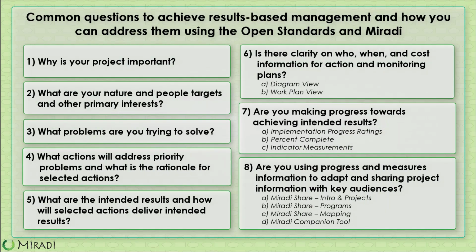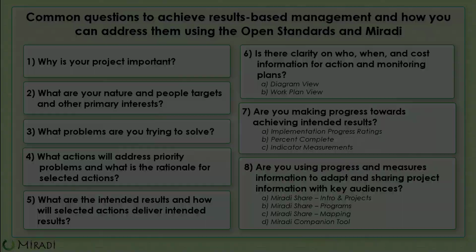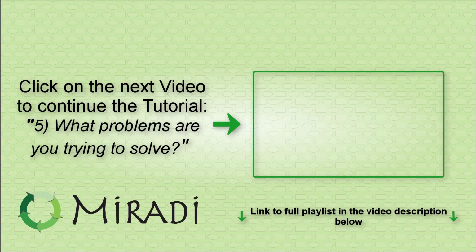That concludes video 2 that addresses the question, what are your nature and people targets and other primary interests? Nature and people targets serve as a principal focus of attention in the design of any conservation project. RADI allows you to represent your targets in both conceptual models and results chain diagrams, and gives you a couple of options for assessing the current status and intended future status of your targets. In the next video, we'll look at identifying problems or threats to your targets and probe the underlying drivers using the conceptual model tool.